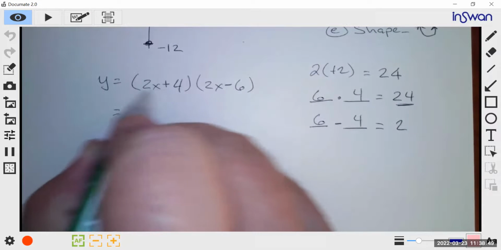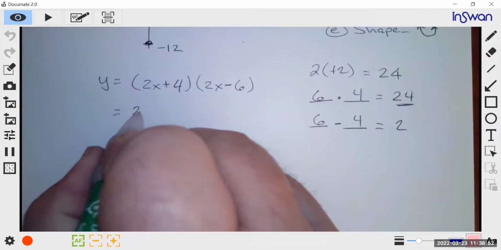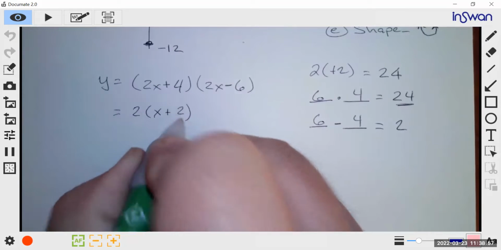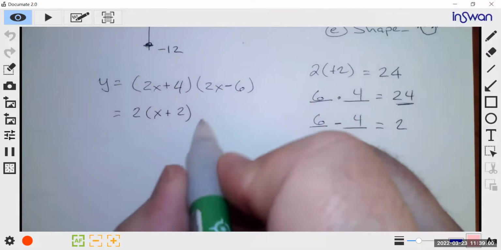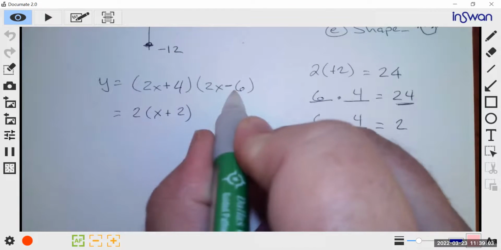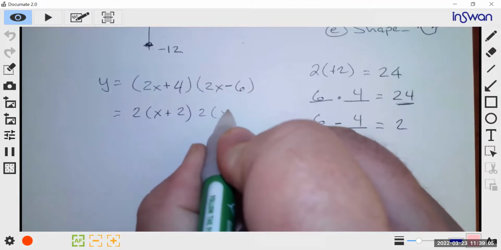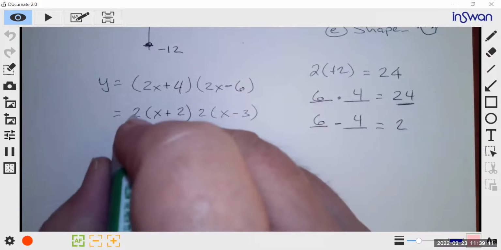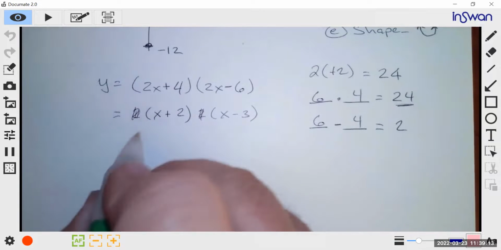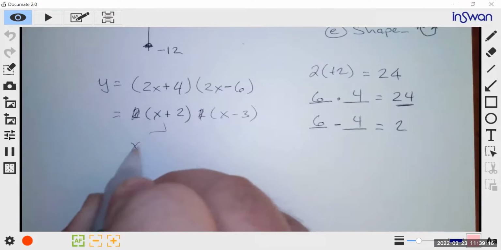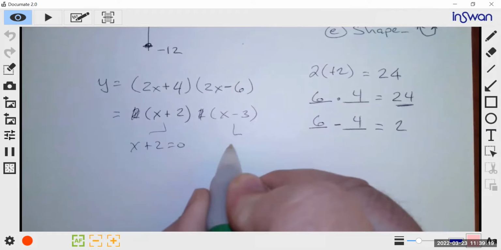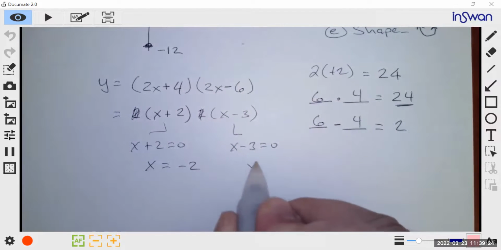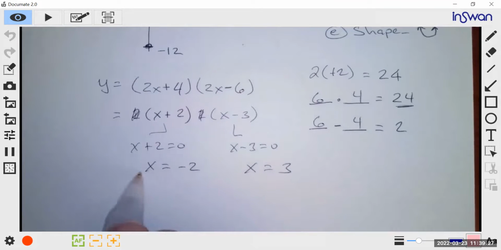Next step, factor these out. What do they both have in common? They both have a 2 in common, and they both have a 2 in common there. So we can get rid of what we factored out. So we have x plus 2 equals 0, x minus 3 equals 0. So x equals -2 and x equals 3. Those are my x-intercepts.